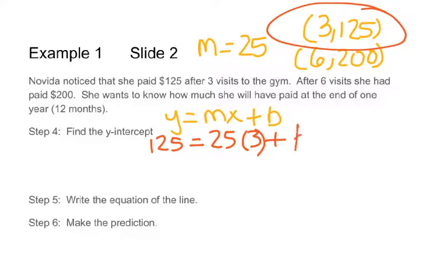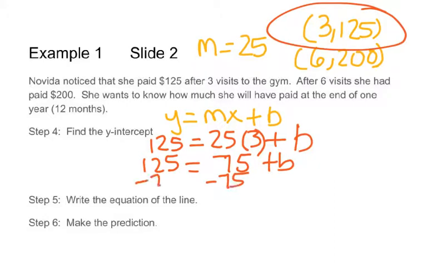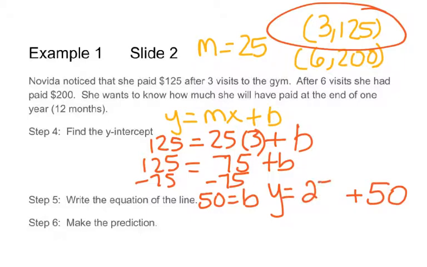So we did these with two ordered pairs in the last unit. Now we're putting it into a word problem. So the 25 times 3 is 75. And then we're going to subtract 75. So B is 50. So that means that the place that she goes to must charge a starting fee of $50, because B is what you start with. And then we figured out M to be 25, so it's $25 a visit, $50 up front.